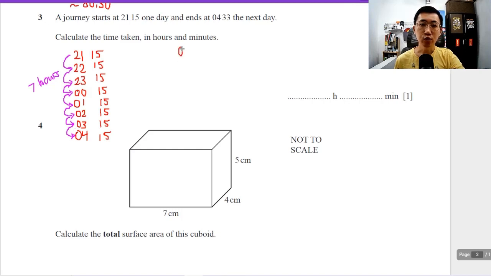So then you continue with 04:15 heading to 04:33. This is the time that they want to reach the next day. So from 4:15 to 4:33, that is going to take you another 18 minutes, right? So total is 7 hours and then 18 minutes. Just fill up 7 hours, 18 minutes. So that's actually question 3.